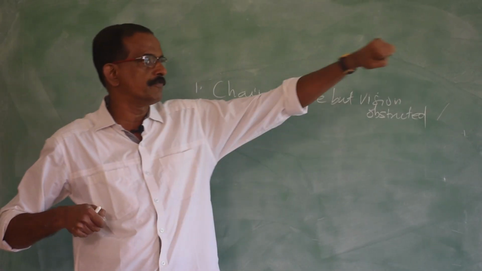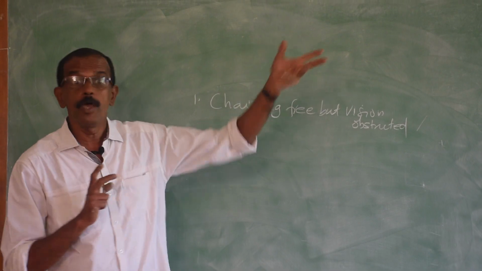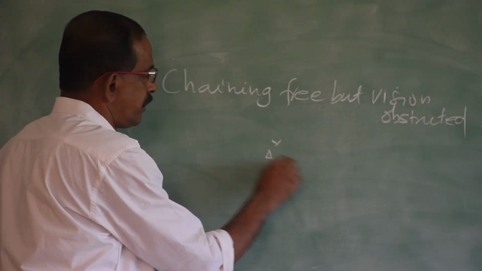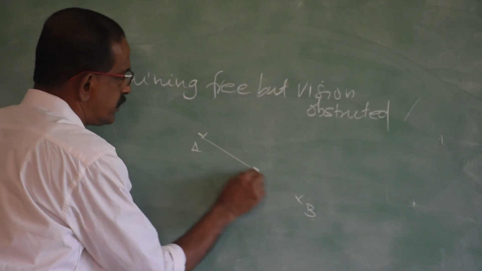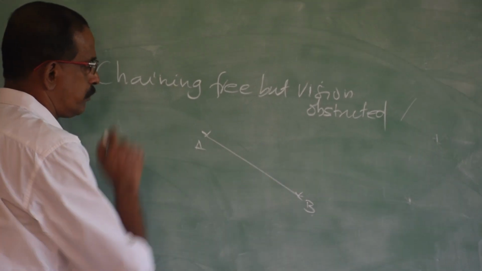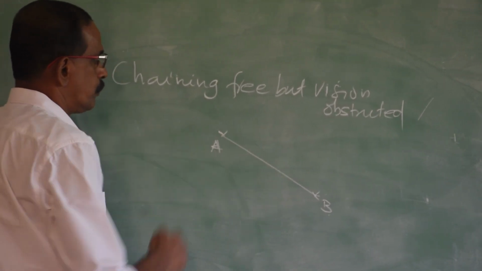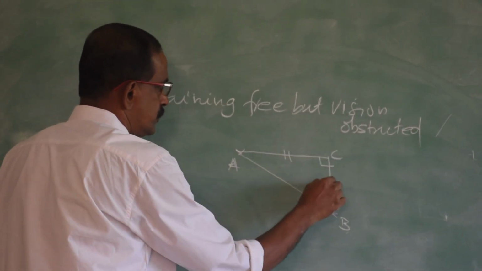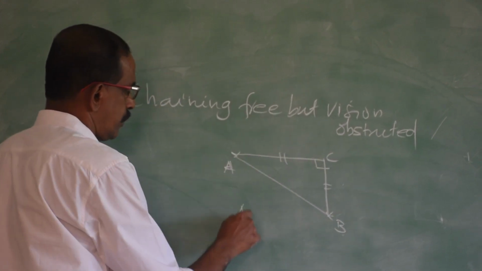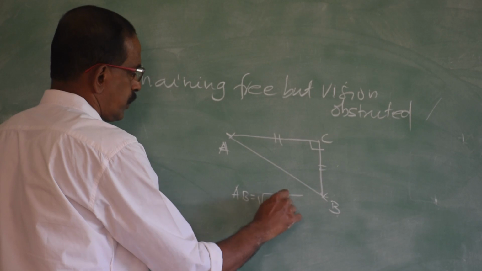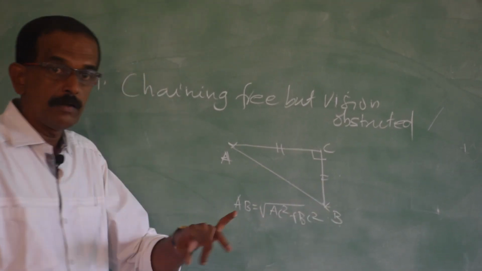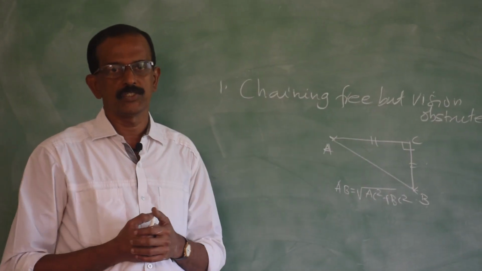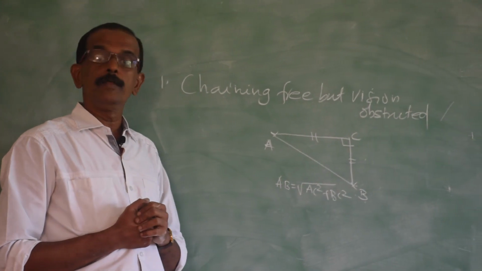Chaining free, you can stretch the chain from A to B, but if you stand at A, B may not be visible. So, if that is the case, how to overcome such a difficulty? Assume this is the point A, this is the point B. Now, you want this distance AB. If you stand at A, B may not be visible. If you stand at B, A may not be visible. If that is the case, construct a random line like this. Measure AC and BC. Now, you can calculate what is AB, using AC square plus BC square. Or you can mark intermediate points by indirect ranging, and also you can measure the distance. So, this is the first type of obstruction, chaining free, vision obstructed.